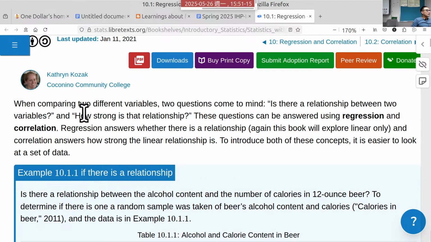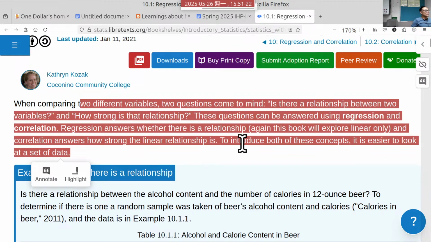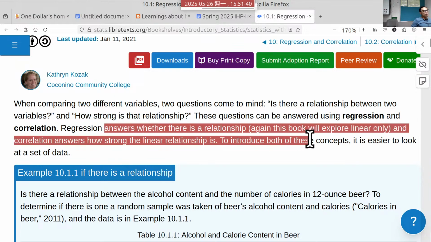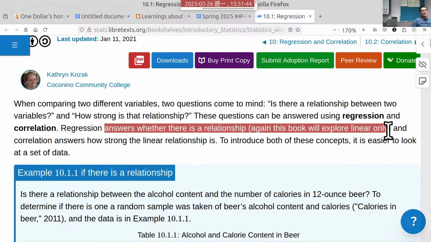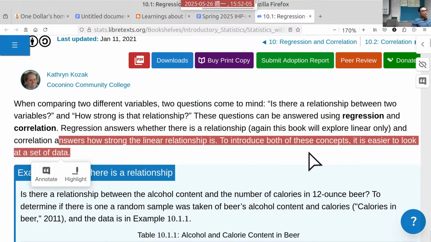Regression. When comparing two different variables, two questions come to mind. Is there a relationship between two variables? And how strong is the relationship? These questions can be answered by using regression and correlation. Regression answers whether there is a relationship. Again, this book will explore linear regression only. Sure, there are others; for example, we can take the log value, then do the regression. You can take some different transformation. It depends on the data. And correlation answers how strong the linear relationship is.